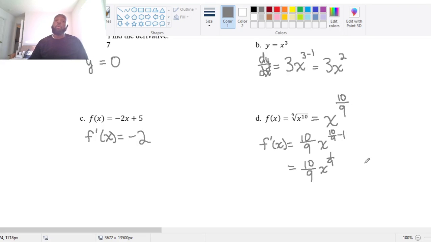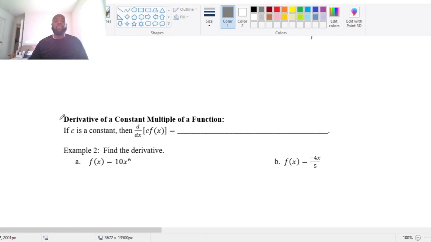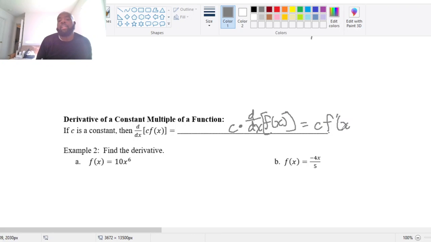All right, we have two more rules that we're going to look at. The next rule is the derivative of a constant times a function, or a constant multiple of a function. This says do the derivative of c times f of x. Well, it's just c times the derivative of f of x, which is the same thing as c times f prime of x. So basically, if you have a constant multiplied by your function, then when you do your derivative, it is just going to be that constant multiplied by the derivative using whatever rule you have with you.